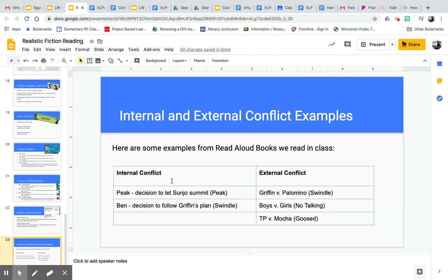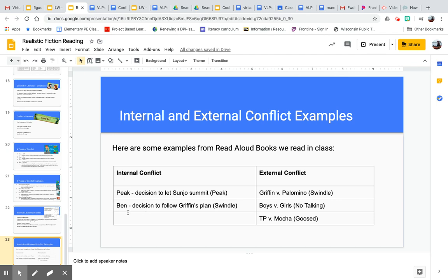So when we look at some of the books we read this year, under internal conflict, I put Peak. Peak has some internal conflict. He has a conflict inside of himself. And the big example of the internal conflict is when he makes the decision to let Sunjo go to the summit, right? He's thinking about the right thing to do. He really wants to go up there. He wants to become the youngest kid ever to reach the summit of Mount Everest, but he decides that it would be better if Sunjo has that experience. And so here he is 100 feet away. He makes that decision. He does not summit. He lets Sunjo summit. That was internal conflict of what was the right thing to do.